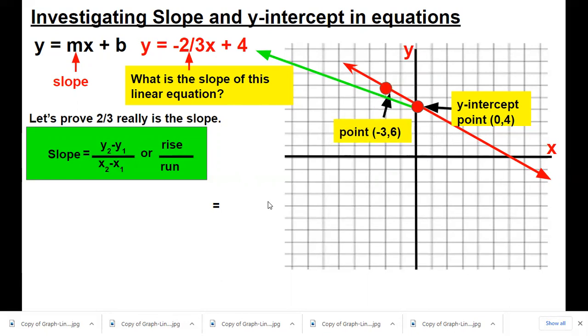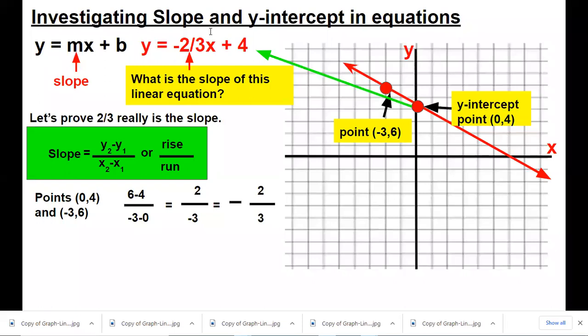Here's another point on the graph. I just found a point that actually intersected two lines, and I got point (-3, 6). So 1, 2, 3, and then 6. It's actually off a little bit. My dot is, but it should be over 1. And then we will figure out the slope. So 6 minus 4, y2 minus y1 over x2 minus x1. 6 minus 4 is 2, -3 minus 0 is -3. That gives us -2/3, which is what we have up here for our slope, -2/3.